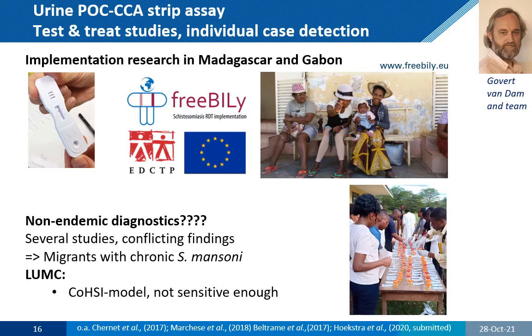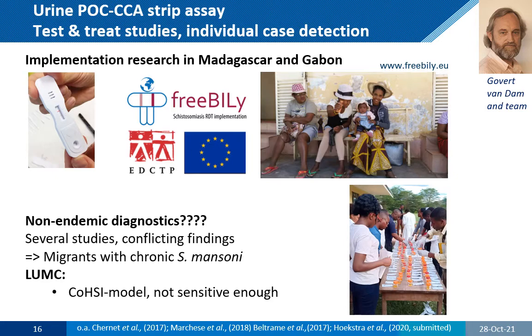Most POC-CCA work is done on population surveys, but can the POC-CCA test also be used in a clinical setting? Currently, studies are performed to validate this POC-CCA strip test in test and treat of infected individuals in endemic areas, with focus on small children and pregnant women, also to further explore the already mentioned specificity issues. And data is pending. For more information, please visit the website.